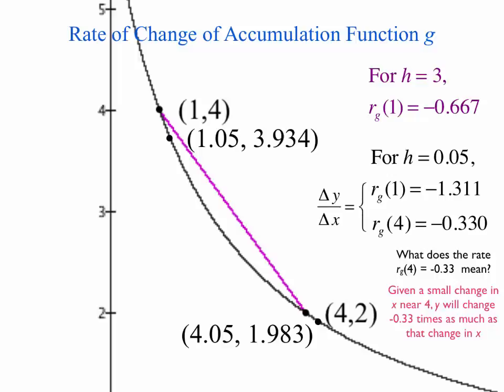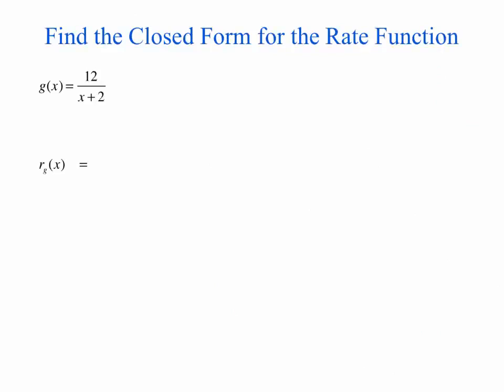So now this function g is actually 12 over x plus 2. That's what this function is. Okay, so we want to find a closed form rate of change function. We want to find the rate of change of g with respect to x in closed form. Write down the first step to doing that. What's the first step that's going to allow us to figure out what the closed form is for the rate of change of g with respect to x? Everyone should be able to do it. How would we start that process?